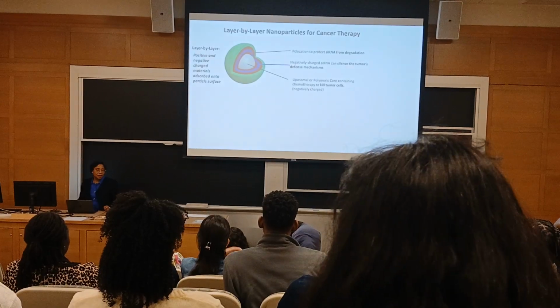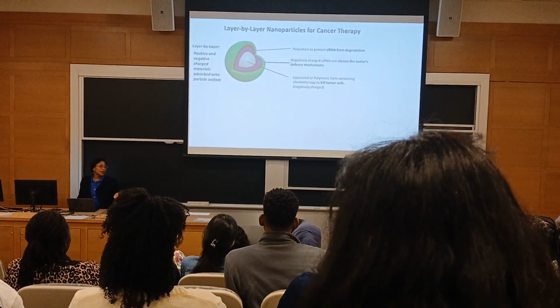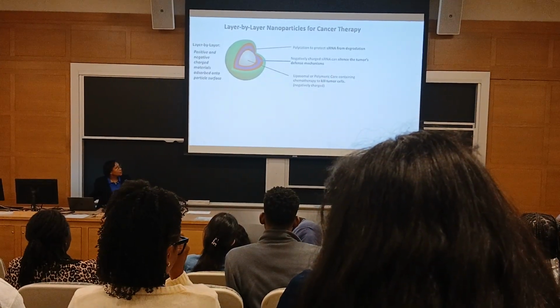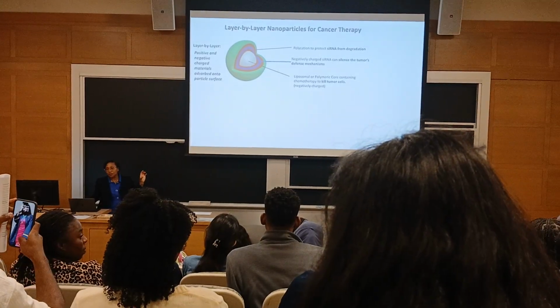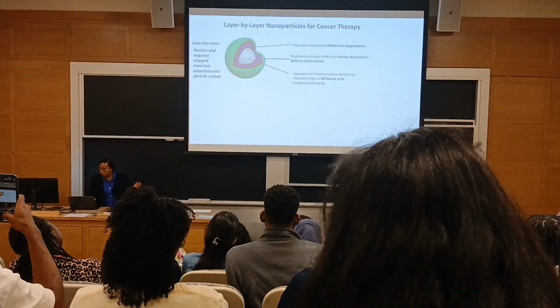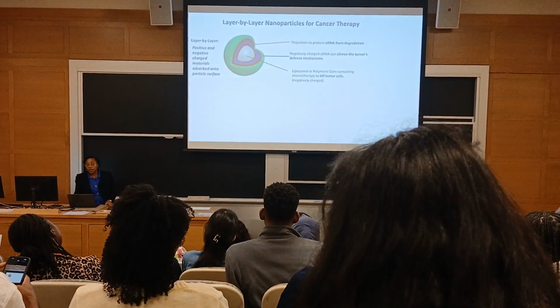And siRNA, silencing RNA, can actually silence a gene that is enabling the tumor to survive in the presence of chemo drug. So the idea is let's incorporate siRNA that will silence that tumor's defense mechanism against the drug. And if we layer it this way, the first thing that will come out is the siRNA.